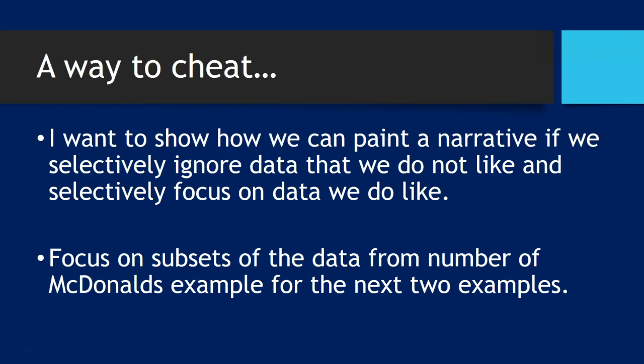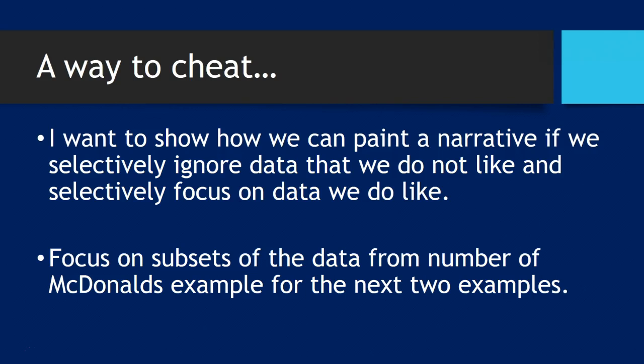Now, I wanted to give you a way to cheat. We just saw that the number of McDonald's per million people is not correlated, and it's a really low R value. So it is not correlated to the happiness level in a country. However, I want to show how we can paint whatever narrative we want if we're a little bit dubious. In other words, if we're willing to selectively ignore data we don't like and selectively focus on data we do like, then obviously we can craft a narrative that backs up our point of view.